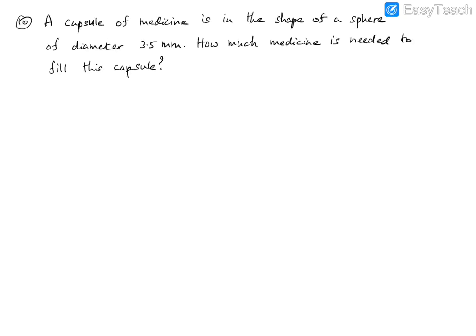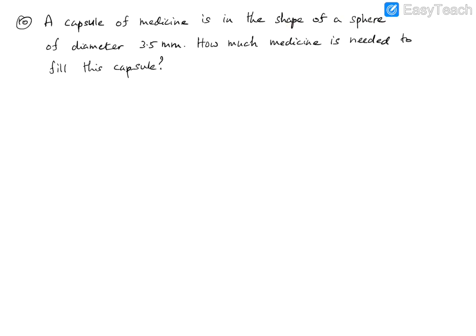And what is in this question? We are given that there is a capsule of medicine which is in the shape of a sphere of a certain diameter, which is 3.5 millimeter. How much medicine is needed to fill the capsule? Again, how much liquid is contained, or how much air is contained in the shape, or how much of some material is needed to fill in the space. All these are indirect ways of asking what is the volume of that particular shape.